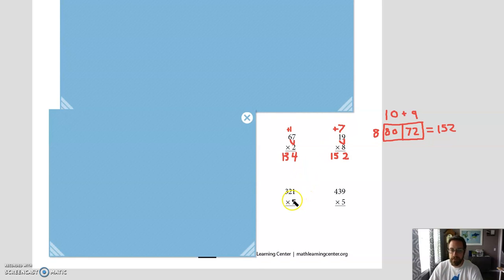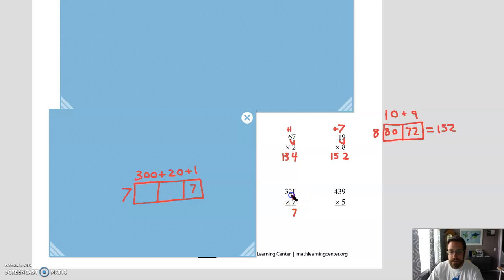All right, so now let's try a 3-digit times a 1-digit. This time I'll start out by doing the area model. So I'm going to do 300 plus 20 plus 1, okay? And then break it up into a 3 by 1, times 7. So now, I'm going to go back and forth showing you how to make the connection of area model to standard algorithm. 7 times 1 is 7, okay? Oh, and look, 7 times 1, 7, right there.